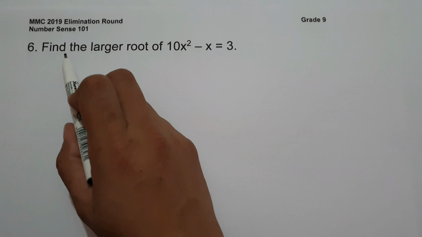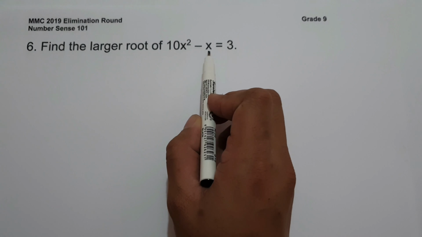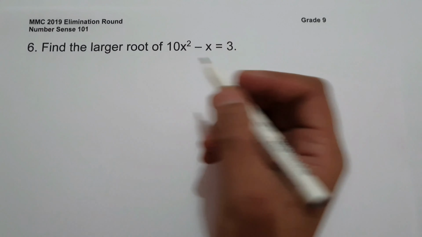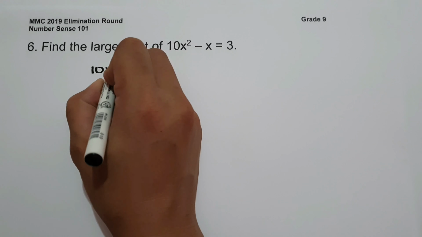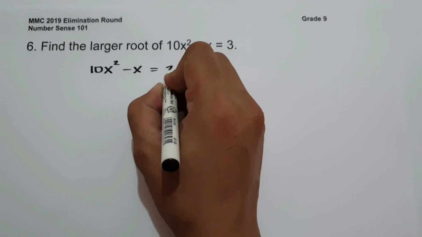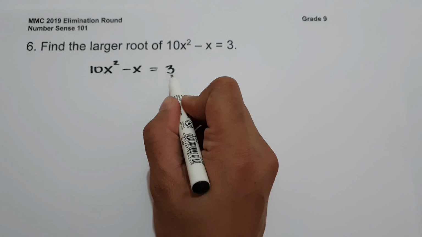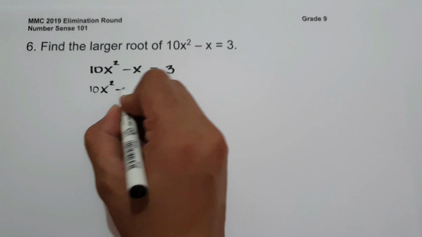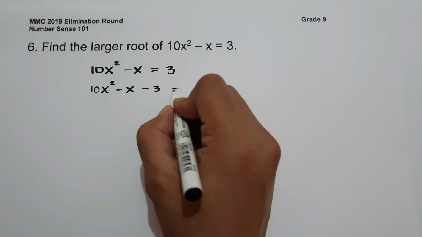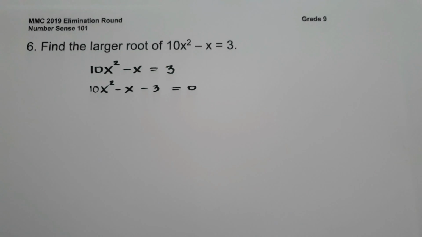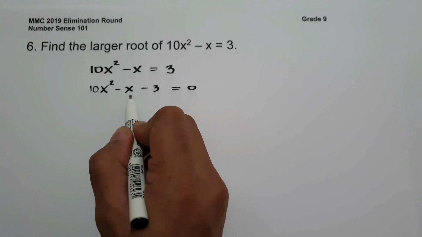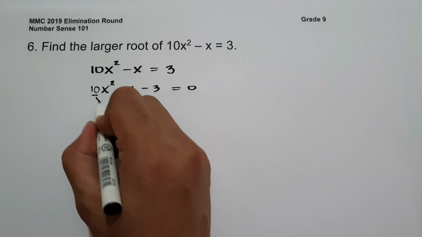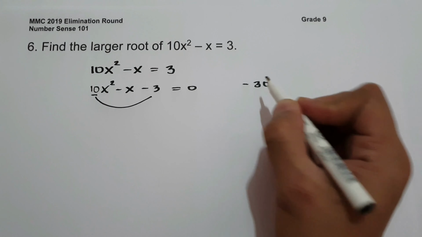On number 6, find the larger root of 10x squared minus x equals 3. So to find the larger root, let us find first the roots of this equation. So let's have 10x squared minus x equals 3. And then let us move 3 to the side of 10x squared minus x. So let's have 10x squared minus x minus 3 equals 0. And let us find the factors of 10x squared minus x minus 3. Since the value of a is 10, let us have 10 multiplied by negative 3. It will give us negative 30.